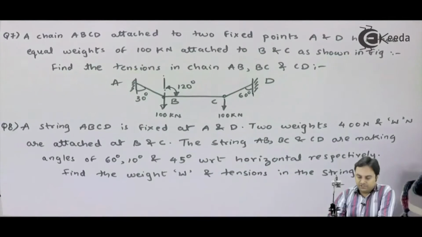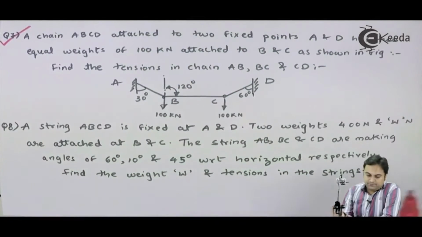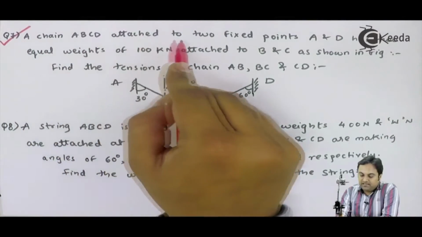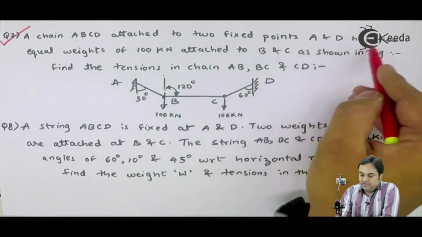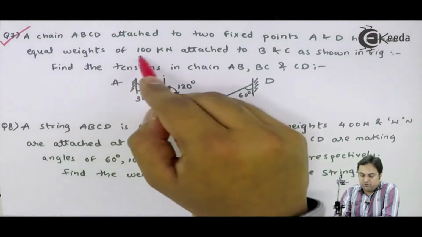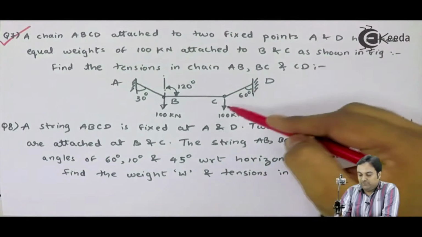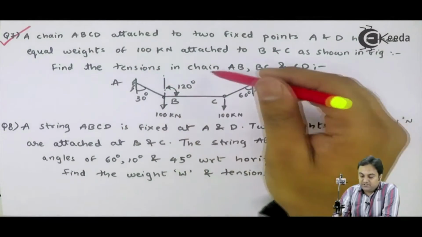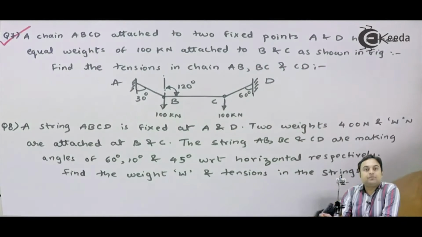Let us solve the next question, that is question number 7. Let's read what is given. A chain ABCD attached to two fixed points A and D has two equal weights of 100 kilonewton attached to B and C as shown in figure. Here the diagram is provided. Find the tensions in chain AB, BC and CD.